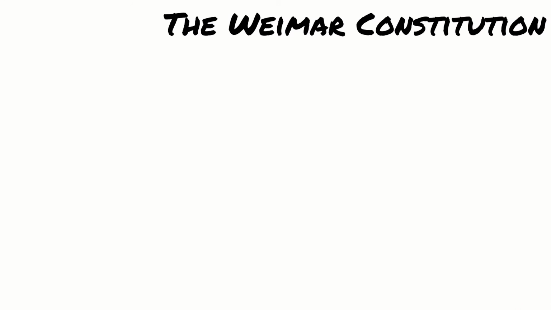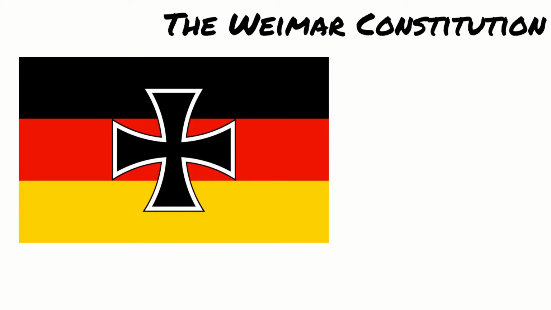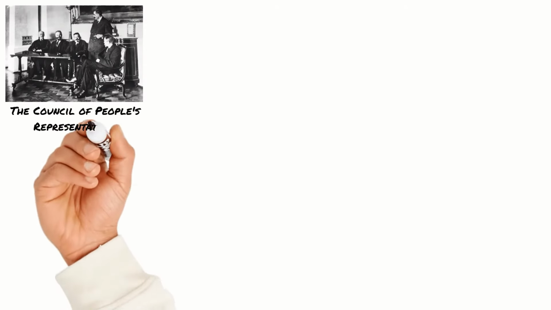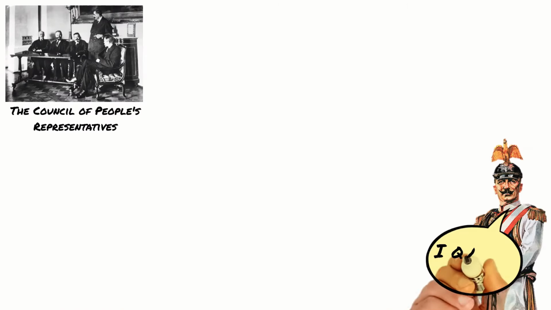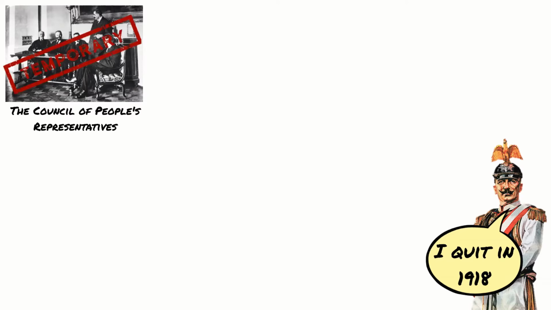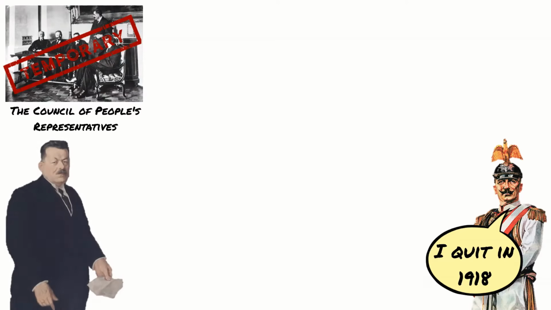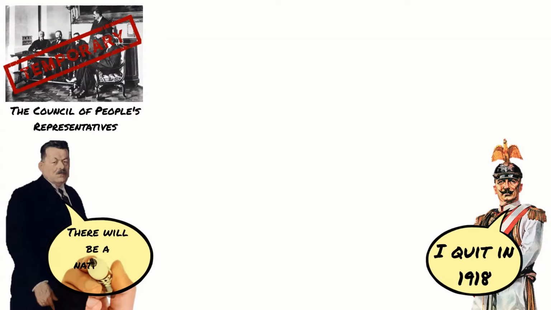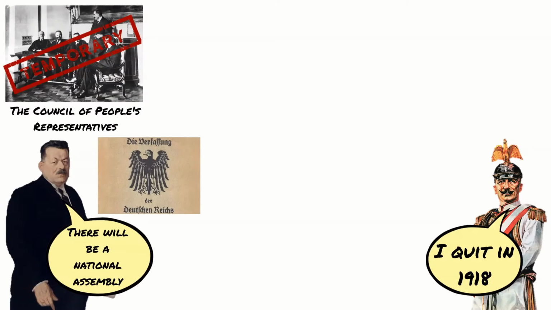Hi there guys, today we're going to be looking at how the Weimar Republic was set up and the strengths and weaknesses of the Weimar Constitution. The Council of People's Representatives was set up in the immediate aftermath of the abdication of the Kaiser, but it was only ever supposed to be temporary. As soon as it was feasibly possible, the new Chancellor of the Reichstag, Friedrich Ebert, announced there would be elections held to choose a new National Assembly to represent the people. The new National Assembly would be responsible for drafting a constitution for the new republic.